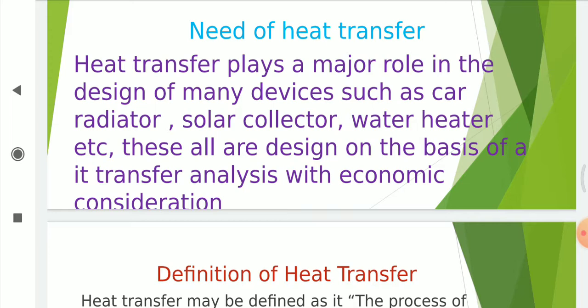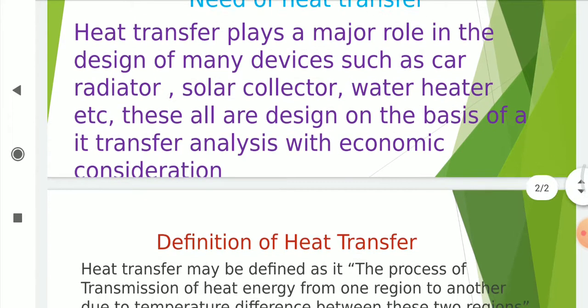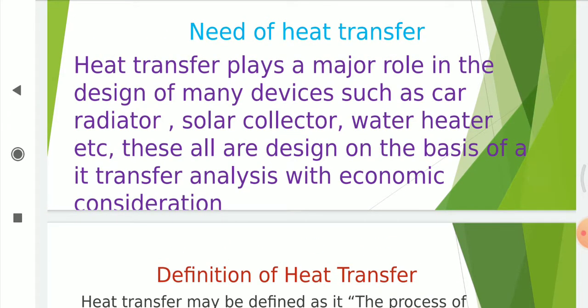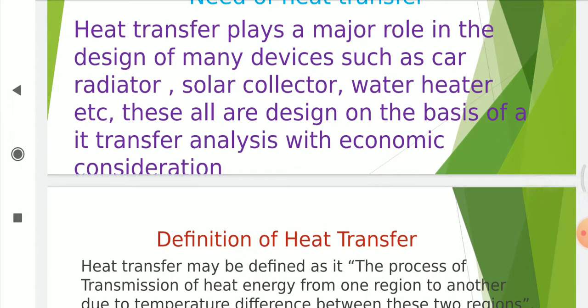Say, for example, we're going to design a car radiator. First we should know the material of that car radiator and the heat transfer rate of that particular material, meaning how much heat is transferred from this material to the atmosphere. You can say simply heat transfer. Similarly, for a solar collector, how much heat is transferred by a solar collector in a water heater. To design any component we must know the heat transfer rate of that particular material.